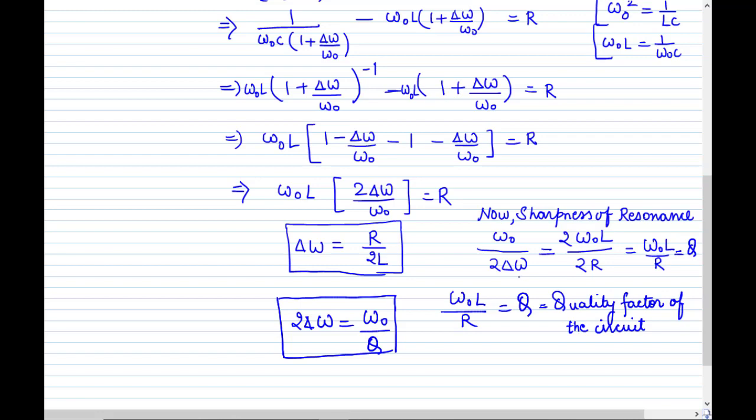And if the bandwidth is small, that means the resonance is sharper. And since we have written Q is equal to omega naught L upon R, and at resonance omega naught L is equal to 1 upon omega naught C, so at resonance the quality factor Q may also be written as 1 upon omega naught CR. So that is one more interesting thing about the quality factor of the circuit.